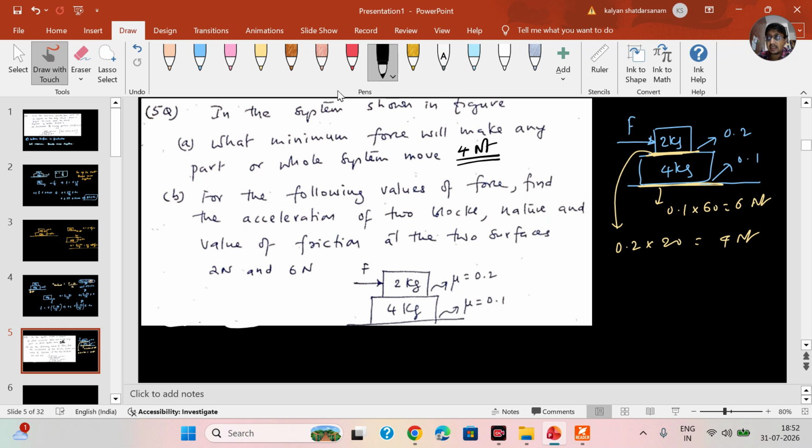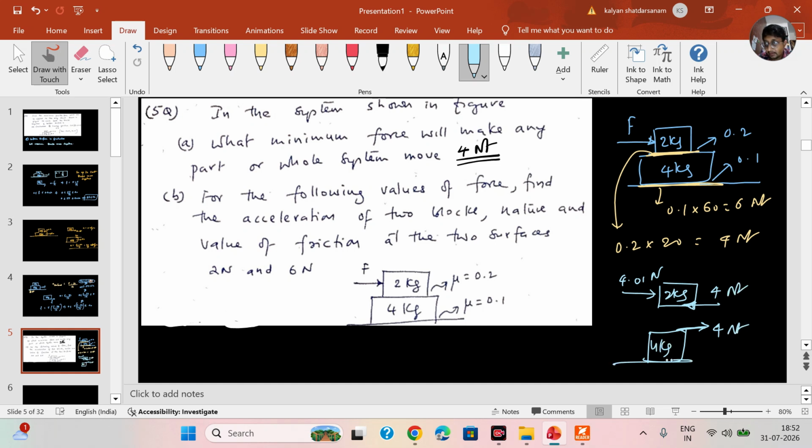What happens when it is slightly more than 4 Newton? Let's do an analysis. Suppose it is something like 4.01 Newton. Then the 2 kg will move separately. There will be a kinetic friction here. That kinetic friction value will be 4. The reaction of this kinetic friction acts on the 4 kg, but it is unable to break the bonds here because that requires 6 Newton. So this won't move. Only this will continue to move forever.